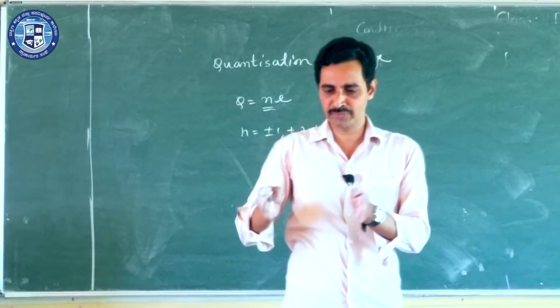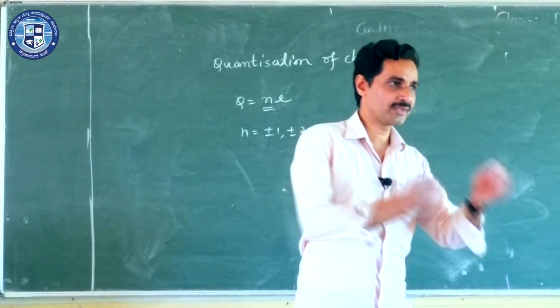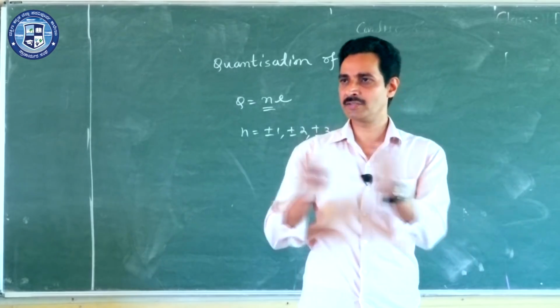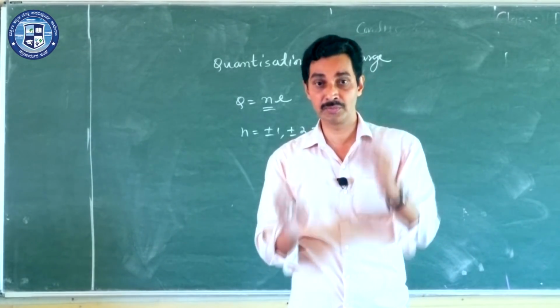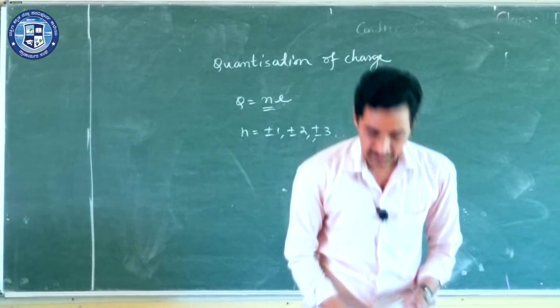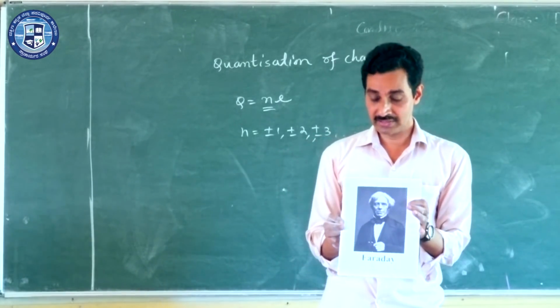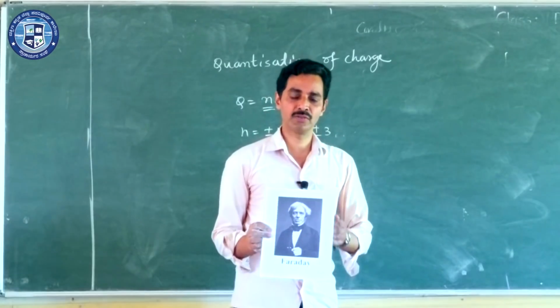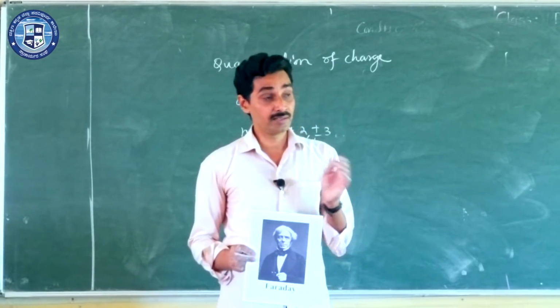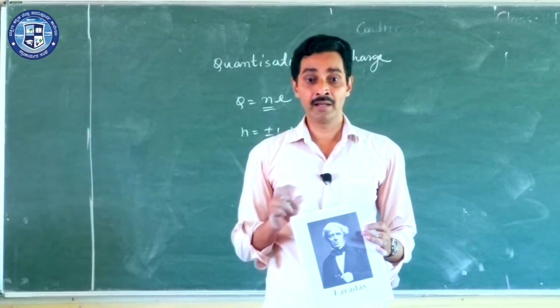That it should be in the form of quantized, that the number of charges, electrons removed or transferred from one body to another should be in the form of integers. That is Michael Faraday. Faraday said that charges are always quantized. They should be in the form of integers. And this is only a theory, he said. And he didn't prove it.